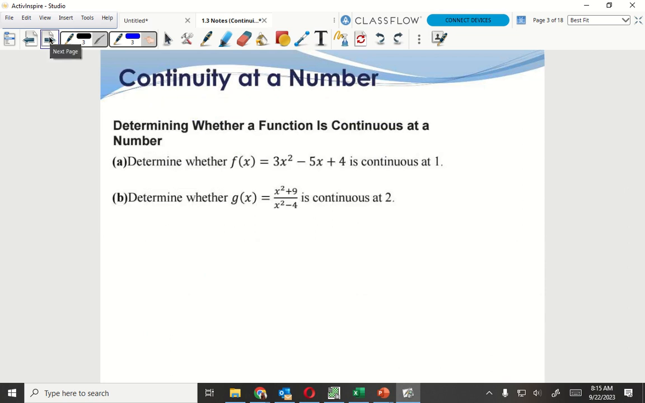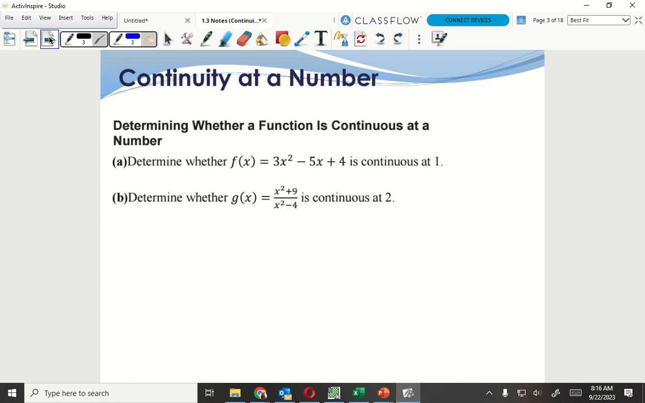Determining whether a function is continuous at a number. Determine if this is going to be continuous at a number. First thing we have to do is look for holes or things that might give me discrepancies. Things that are going to give me an i, which is an imaginary number. So I get i's from the square root of a negative number, right? Okay, so that's going to be key. There is a domain restriction on those.